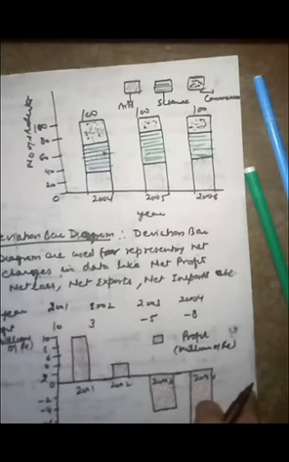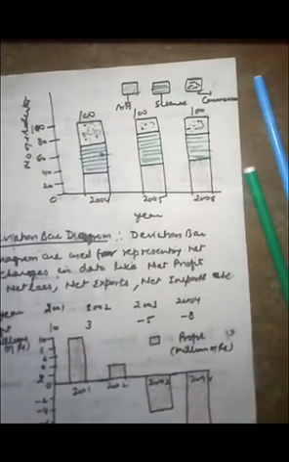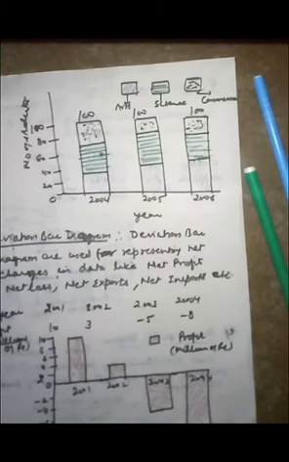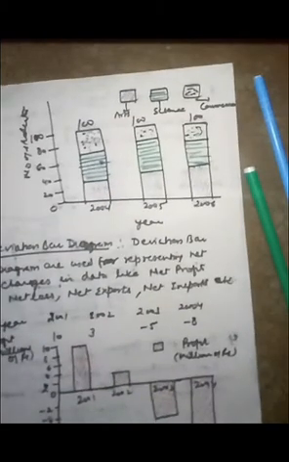Now next one is the broken bar diagram. So I think this is the last of the types of bar diagrams. The sixth one is the broken bar diagram.